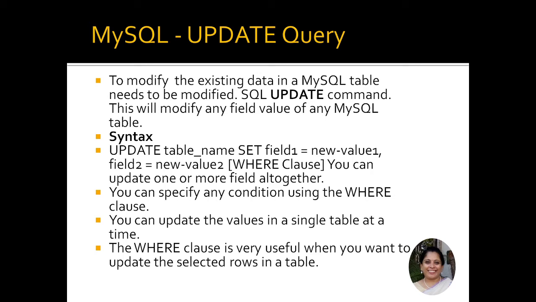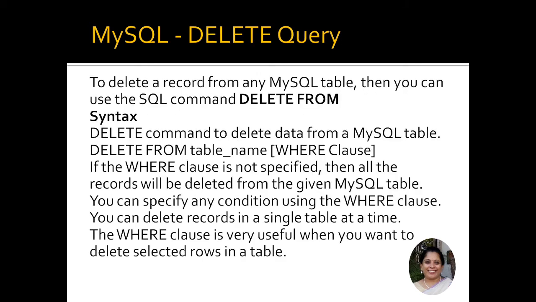So proceeding further, if I don't want a particular record, I can delete a record from the SQL table with delete from. So your syntax will be the delete command to delete from MySQL and the table name. So it will be delete from table name where clause, where roll number is so and so, and that particular record will be deleted.